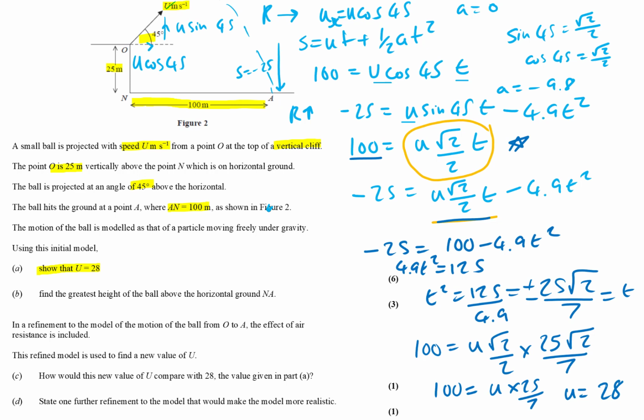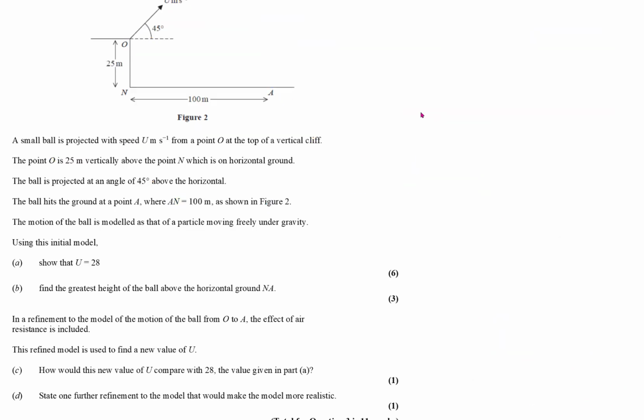That was a very tricky one for the 6 marks, but if you can get up to here, you would have got 4 out of 6 marks, which you can all do. Now, even if you got unstuck to show that u equals 28, you could still do part B using the value of u, because we know now u equals 28. So this changes to 28 sine 45, and this changes to 28 cos 45.